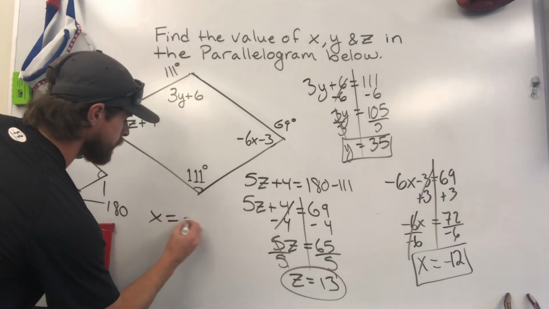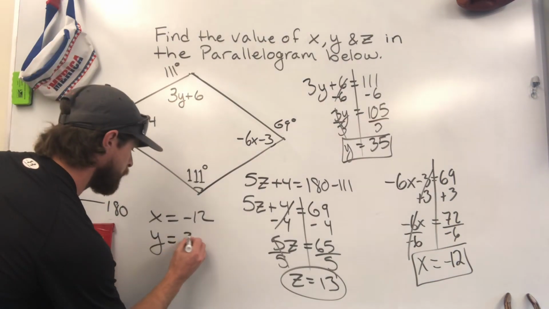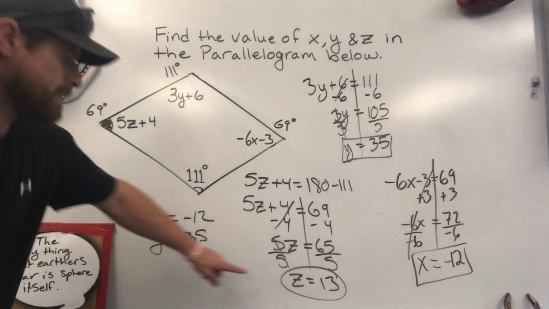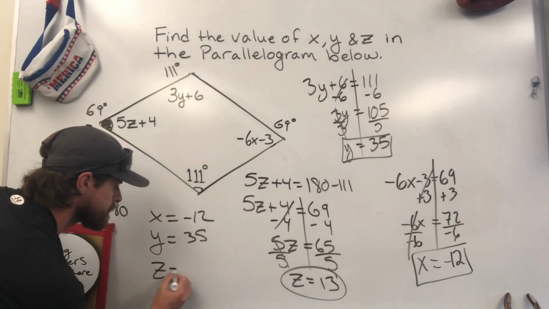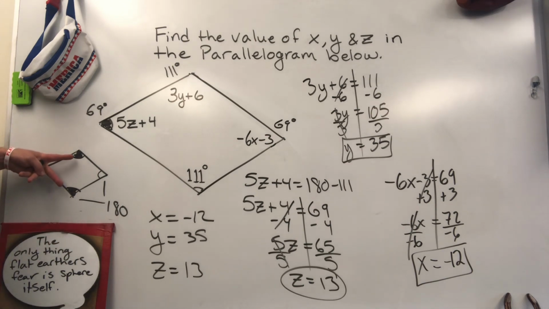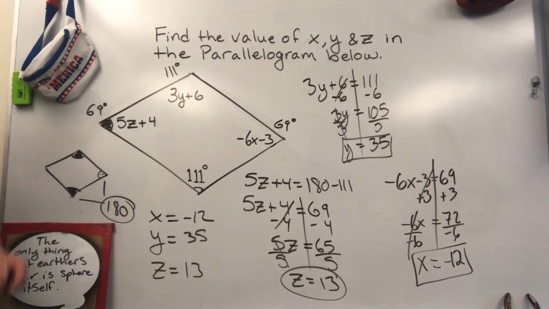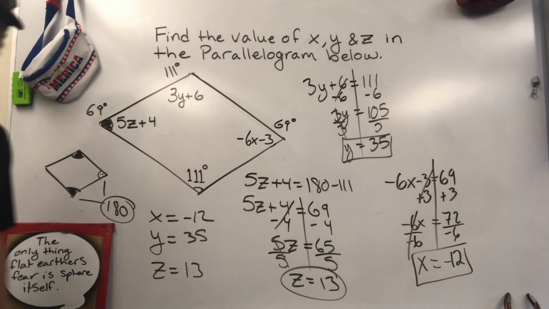X is equal to negative 12. Y is equal to 35. And z is equal to 13. What did you have to know? You had to know that opposite angles are congruent. Consecutive angles are supplementary. Study hard and good luck on your upcoming test.